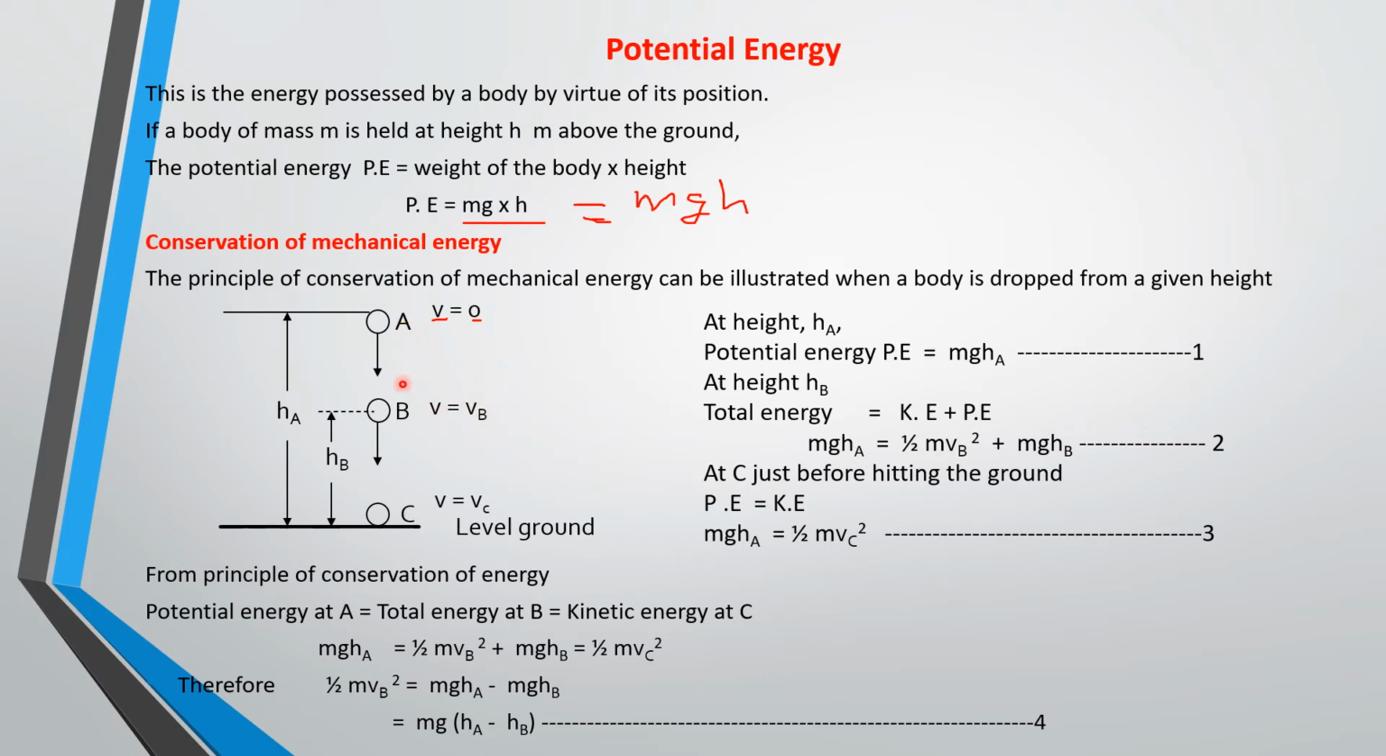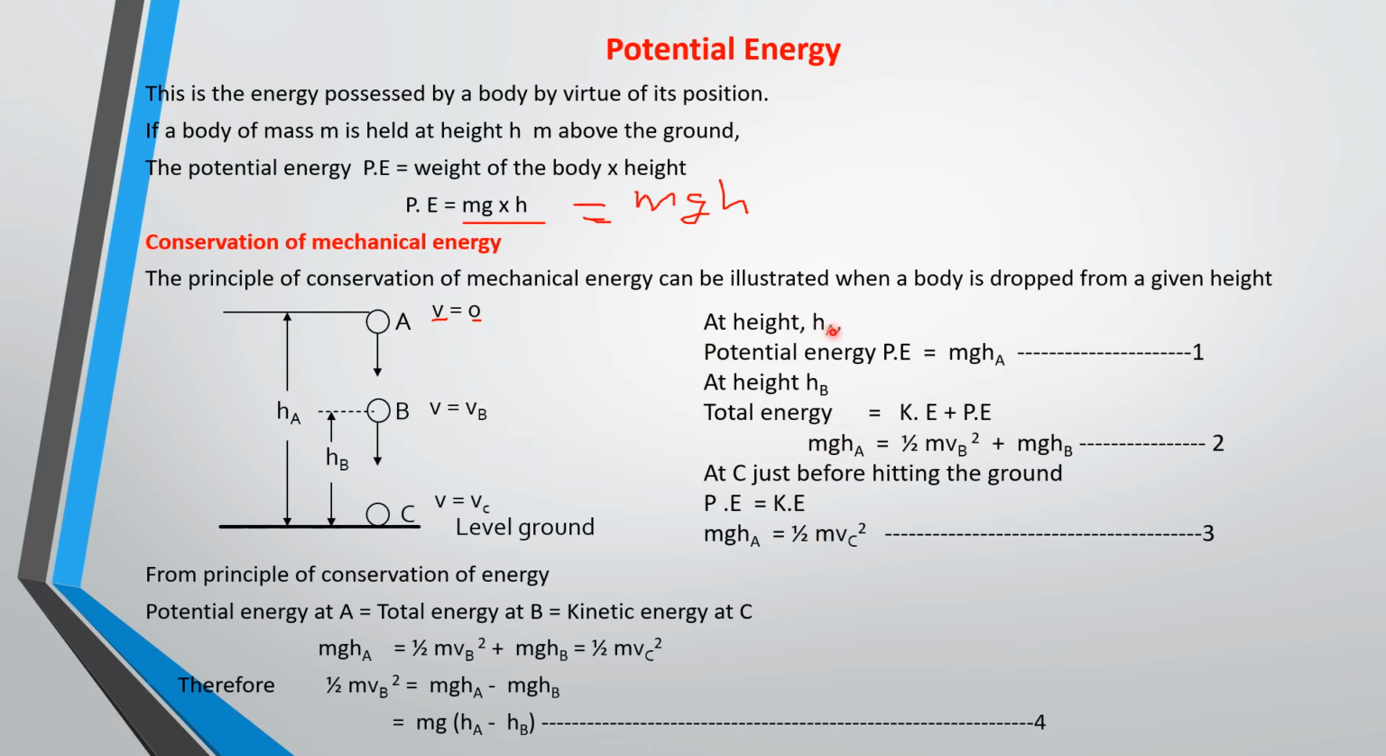Now, just before the ball strikes the ground, the potential energy it had at point A will, at point C, be equal to the kinetic energy. It will have been converted totally to kinetic energy. All that I've discussed here is in these particular equations.